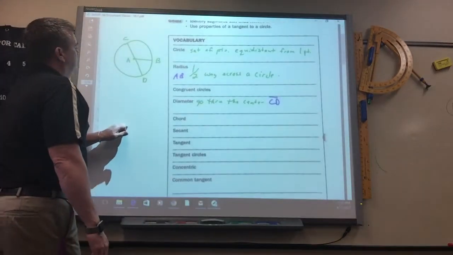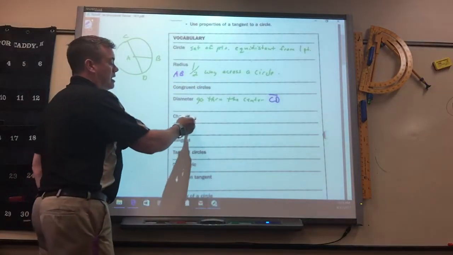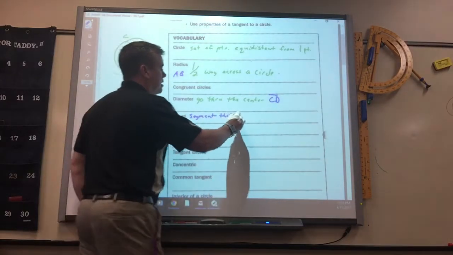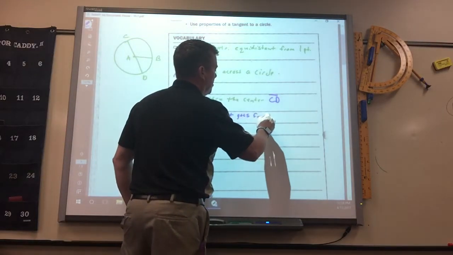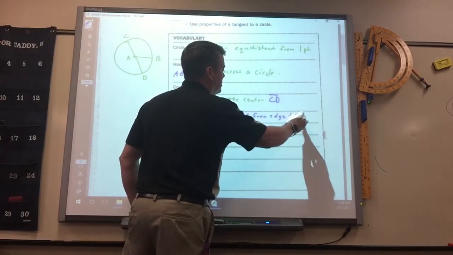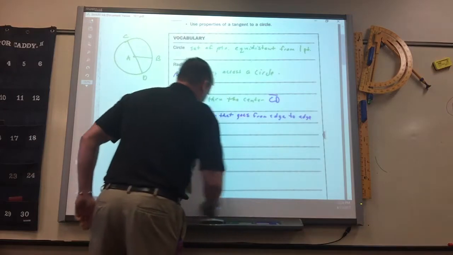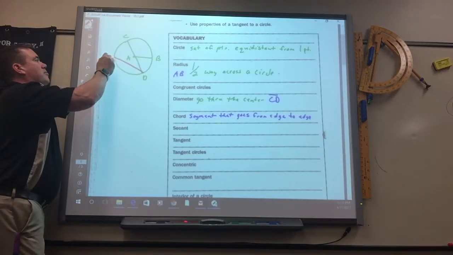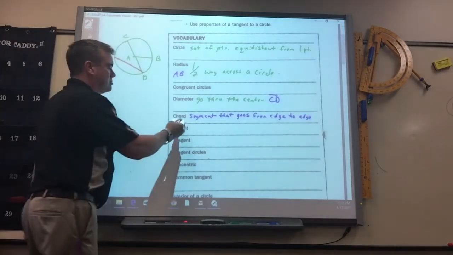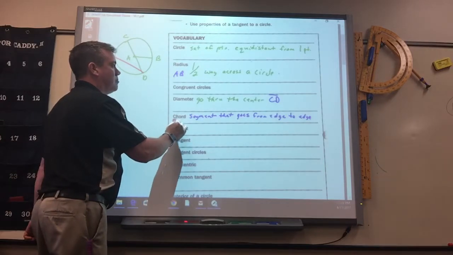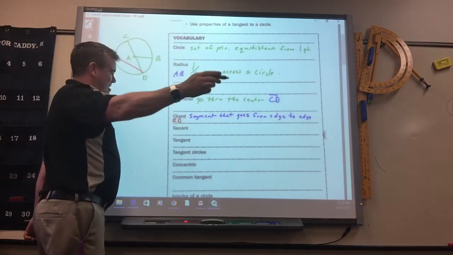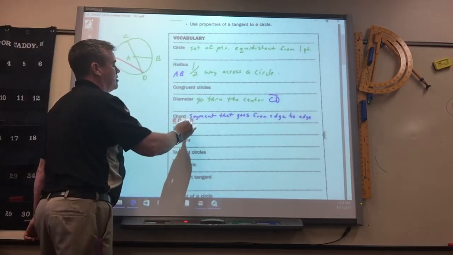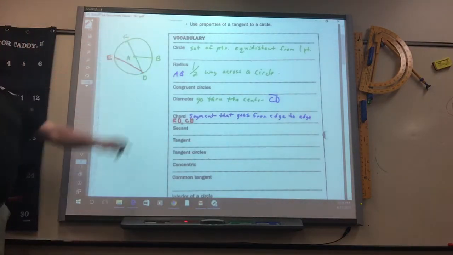Now, a chord, it's a segment that goes from edge to edge. Okay, so an example of a chord would be like this. It goes from one edge to another edge. So ED is a chord. Is the diameter also a chord? Yes. Good job, Joe. So the diameter is actually also a chord because it goes from edge to edge. Okay?